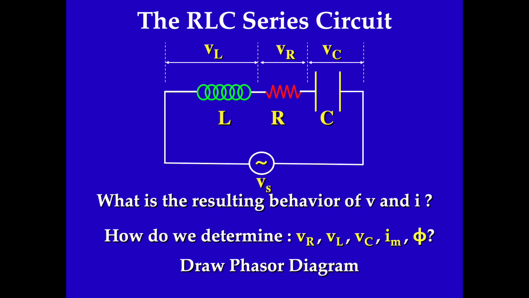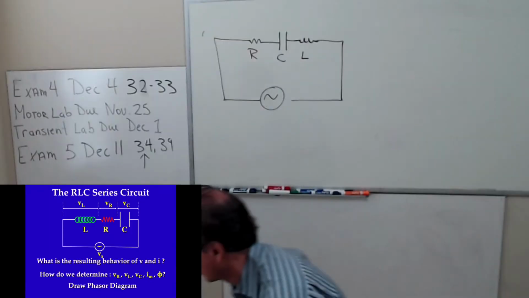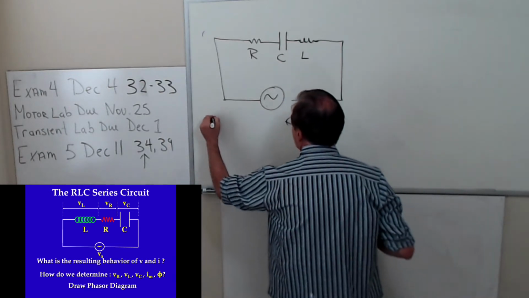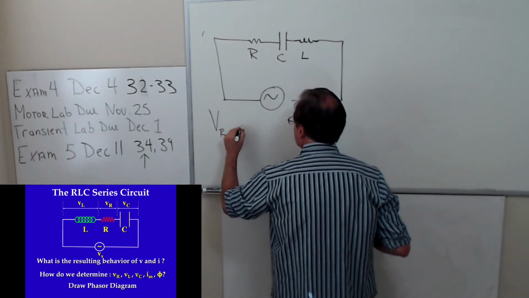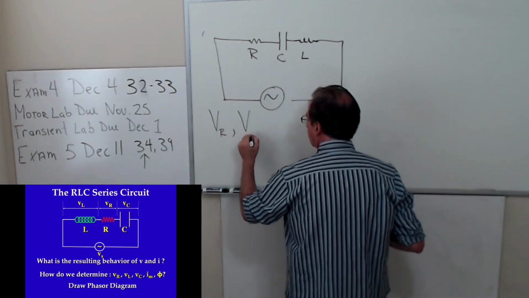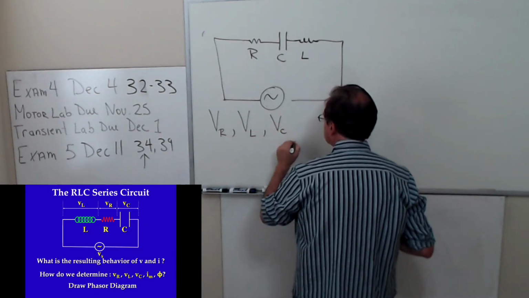And again, one can look at V sub R, V sub L, and V sub C as a function of time, but really the most important thing that we look at is the maximum values. And the RMS values are just going to be the maximum values divided by the square root of 2. Okay? So really what I want to do is learn how to figure out big V sub R, big V sub L, big V sub C, and really phi.